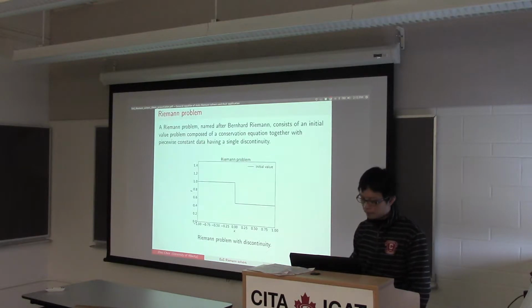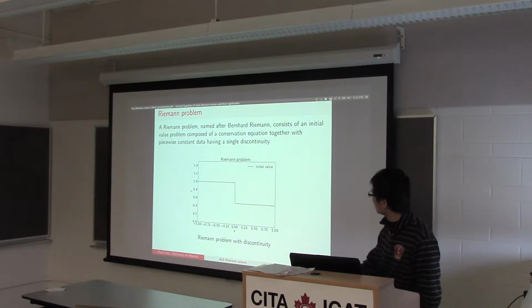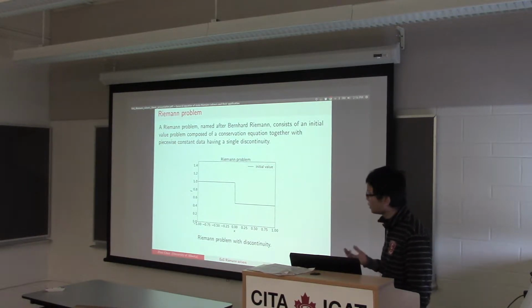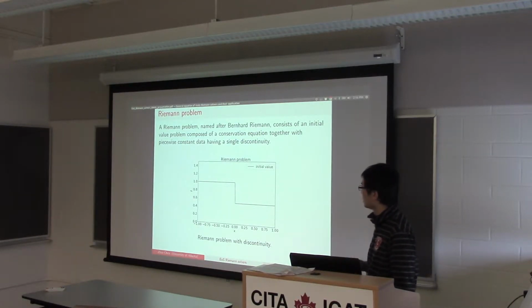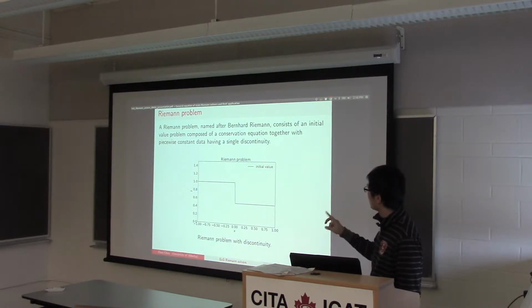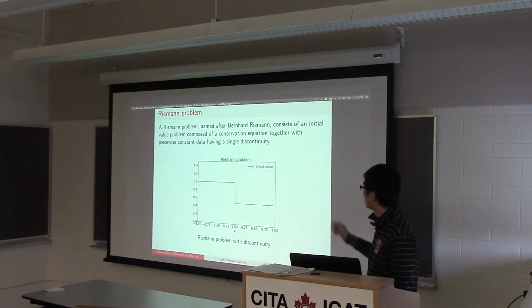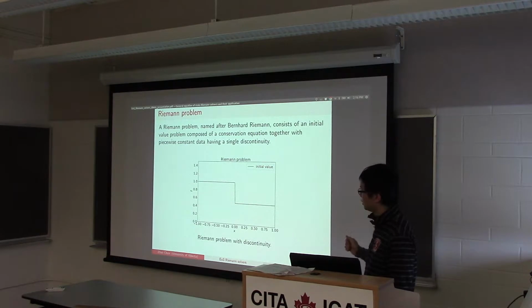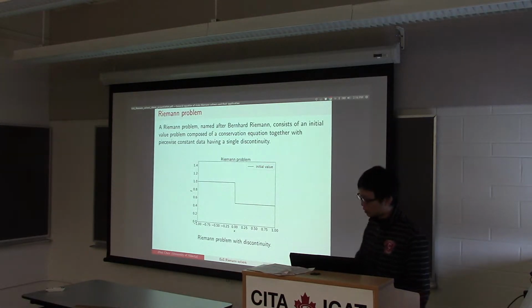Go ahead. Yeah. What is the Riemann problem? It's an initial value problem that has a single discontinuity. For example, its left state and the right state has different initial value, and it's separated by x equals 0. This discontinuity usually will cause a lot of problem in hyperbolic system.